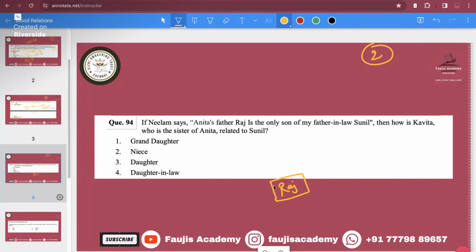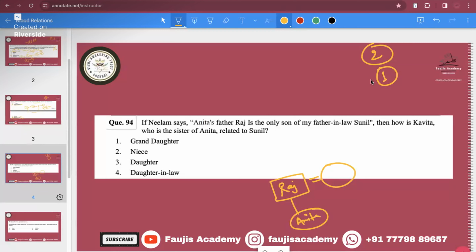Anita's father, Raj. Anita is a female. Her father will be Raj. And Raj will have a wife for sure. Option 1. Okay, cool. Granddaughter and niece, you guys are thinking in 2 different generations. Cool, I love that. I like this dispute.